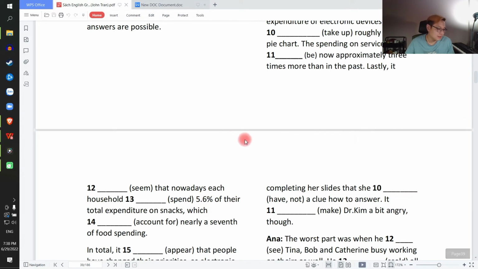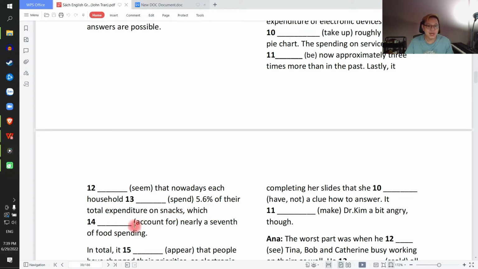Lastly, it seems with s, it seems that nowadays each household spends, so each household is singular, so spend with s. Ngày nay mỗi hộ gia đình thì là số ít thì là spends có s nè. It seems that có vẻ dường như rằng, it seems có s luôn. It seems that nowadays each household spends 5.6% of their total expenditure on snacks. Có vẻ dường như rằng ngày nay mỗi hộ gia đình dành chi tiêu 5.6% của cái tổng chi tiêu của họ lên trên những cái đồ ăn vặt.